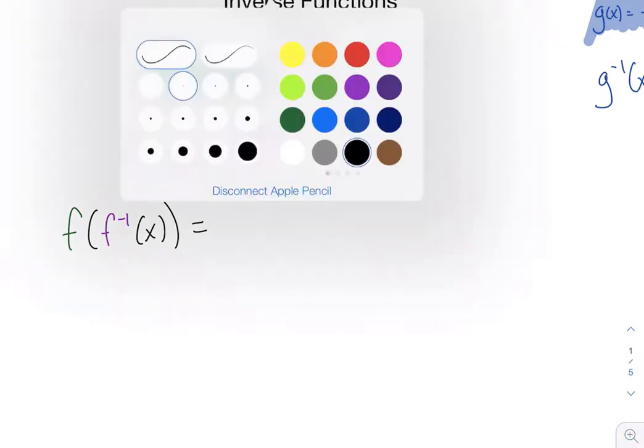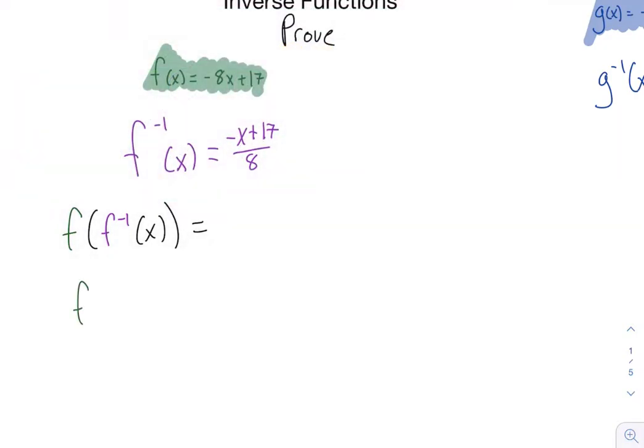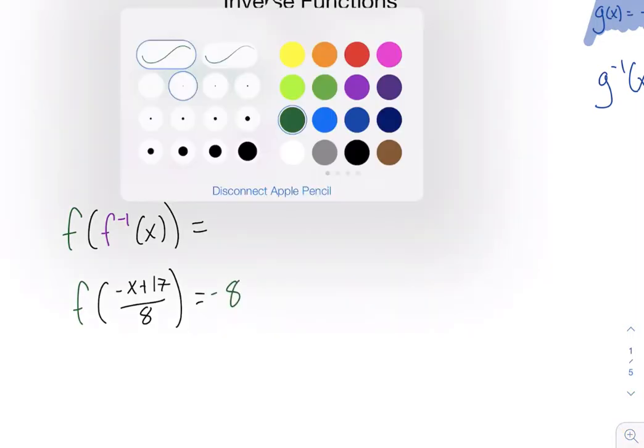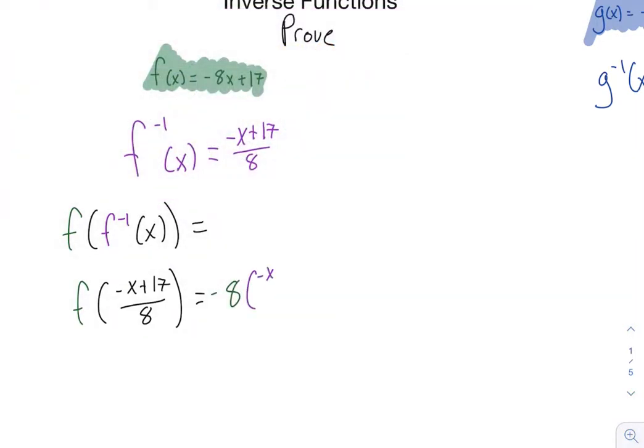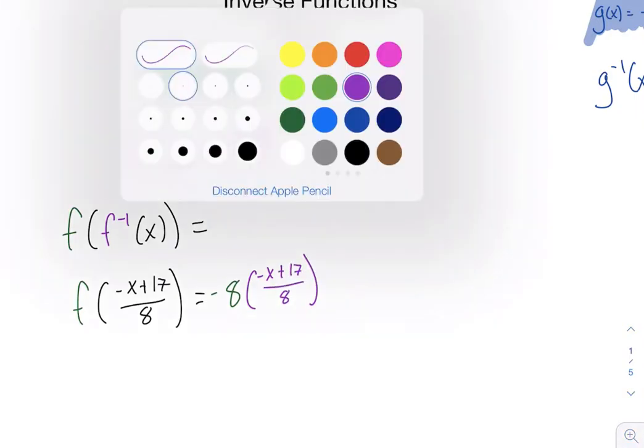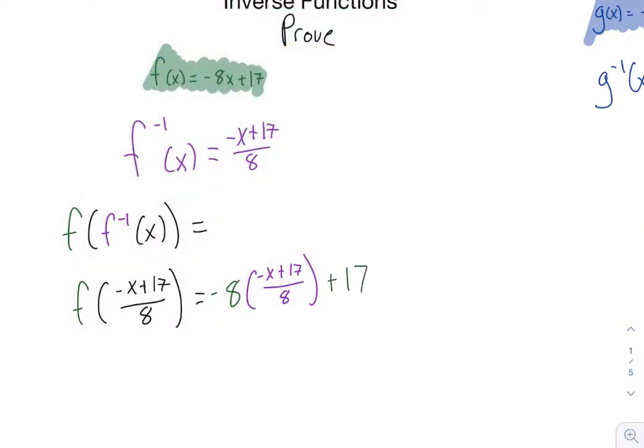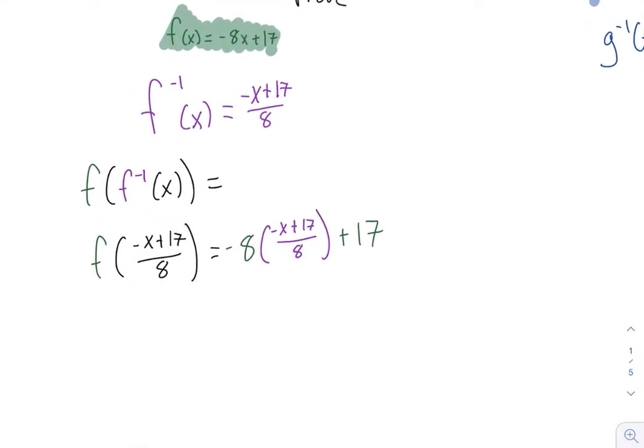What we're going to do is have f, and I'm going to write what f inverse is, which is negative x plus 17 over 8. We're going to take function f, which is negative 8x, and anywhere I see x, in its place I'm going to put negative x plus 17 all over 8, and then plus 17. So in function f, I replaced x with f inverse, which was negative x plus 17 over 8. Now we're going to simplify.